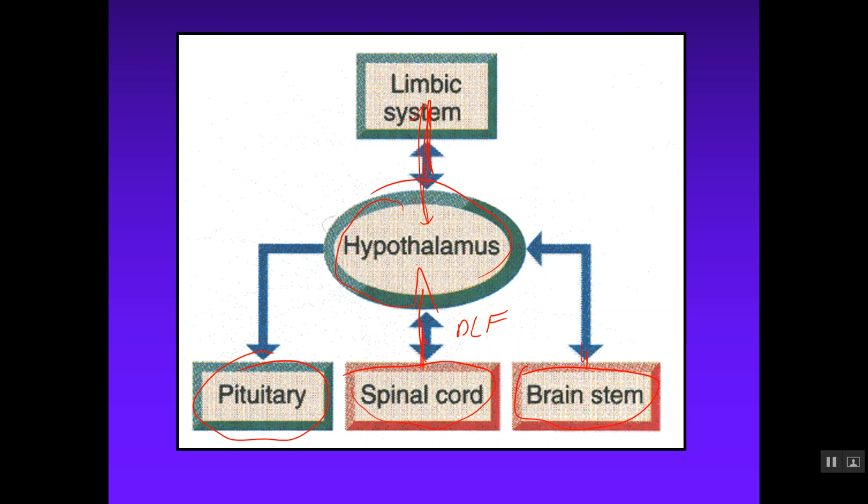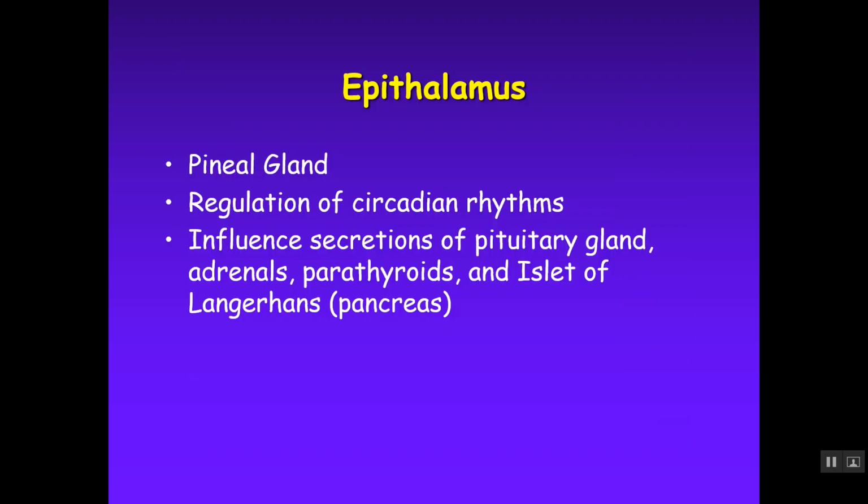So that's going down the spinal cord to influence sympathetic nervous system primarily, although there's the sacral component of the parasympathetic system that's down there. That's the DLF uses that to influence those. And the brainstem is primarily the majority of the parasympathetic control via the vagus nerve. Epithalamus, also known as the pineal gland. Okay, one of its primary roles they think is regulation of circadian rhythms.